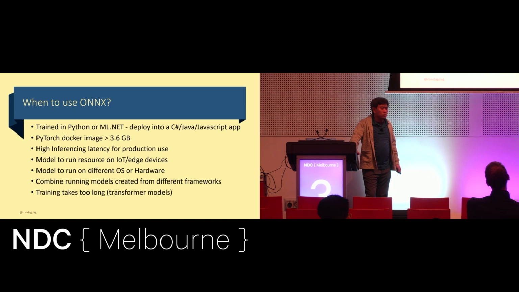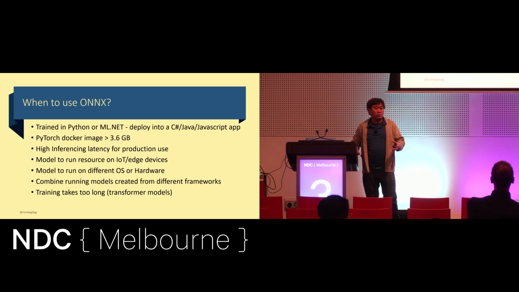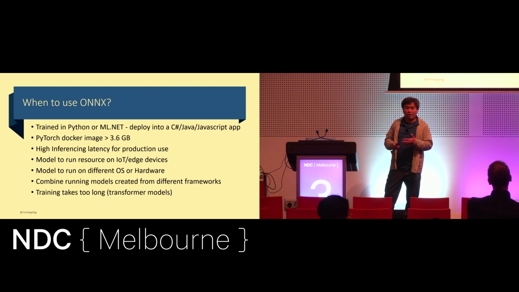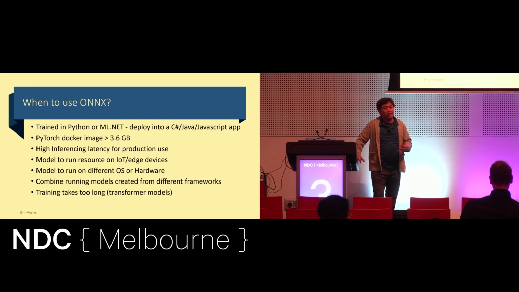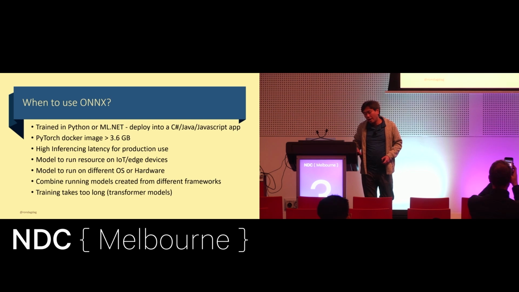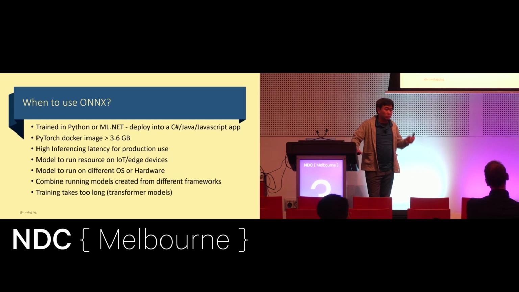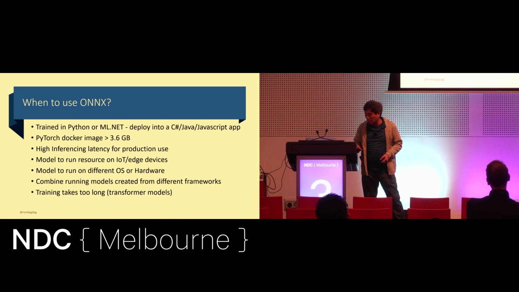So when should you use the ONNX format? Well, if you have data scientists who know Python, or someone that has .NET experience, has used ML.NET, and now you want to integrate it with your existing C# application or Java application or JavaScript application, that's when it makes sense to convert it to ONNX and then integrate it with that existing application.